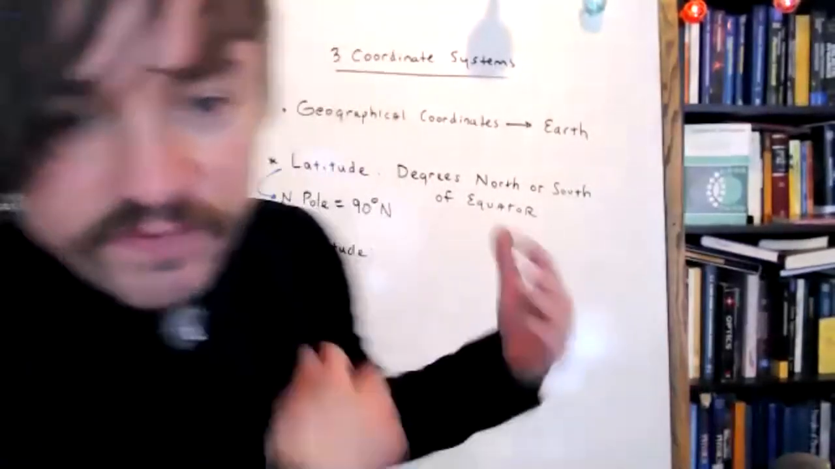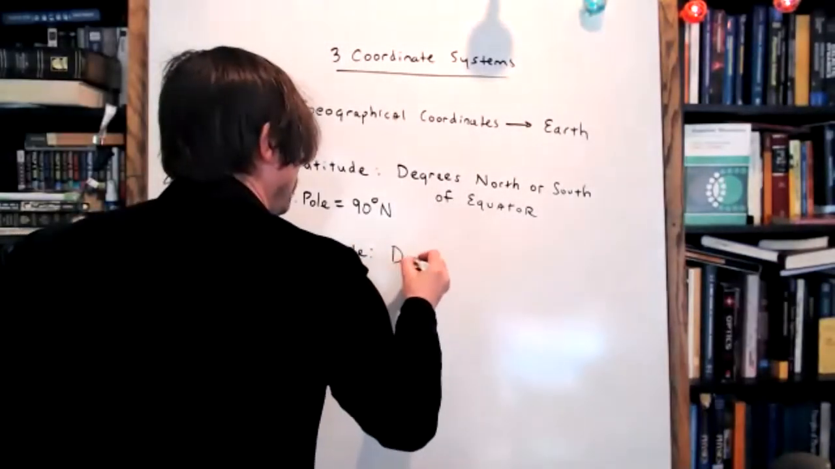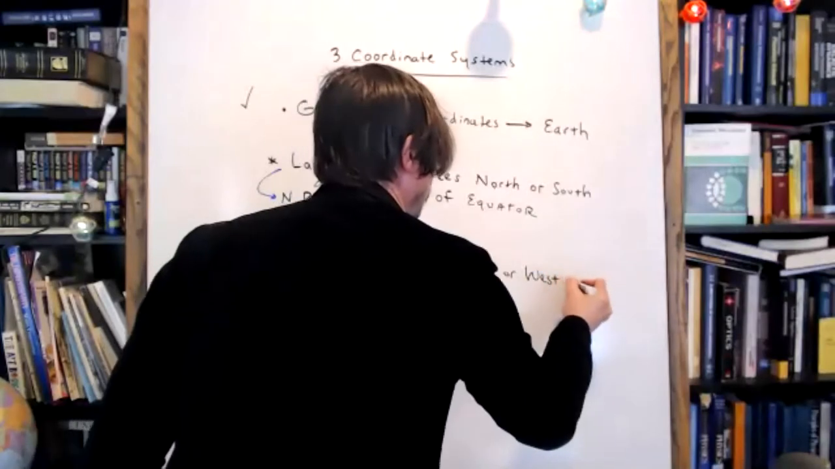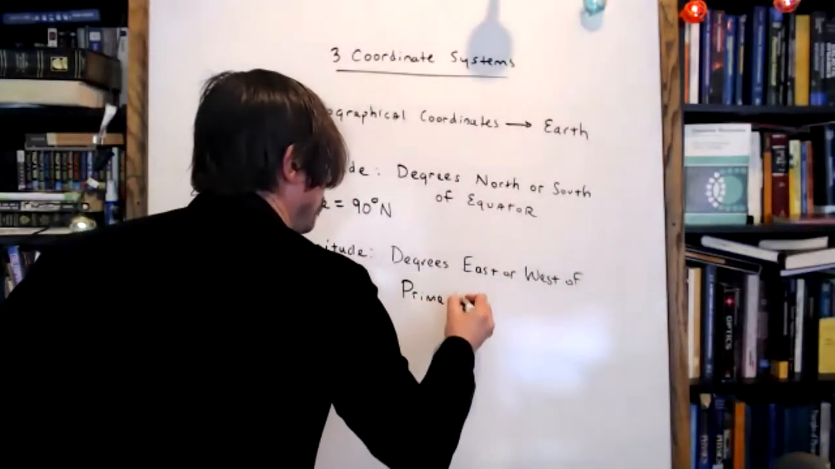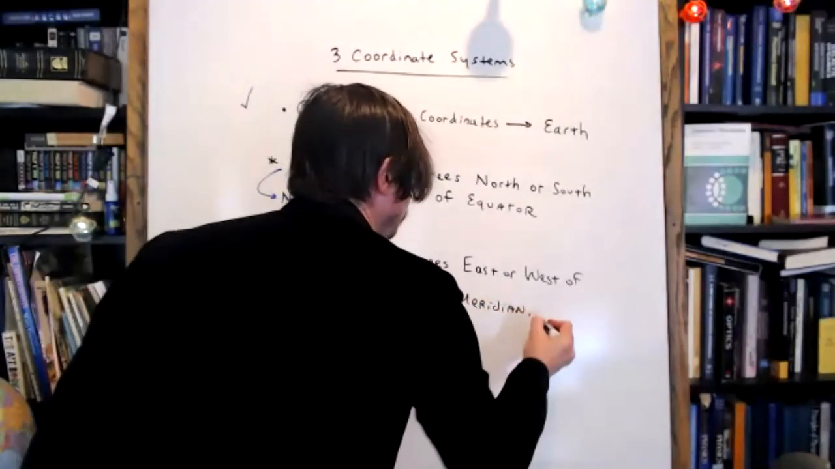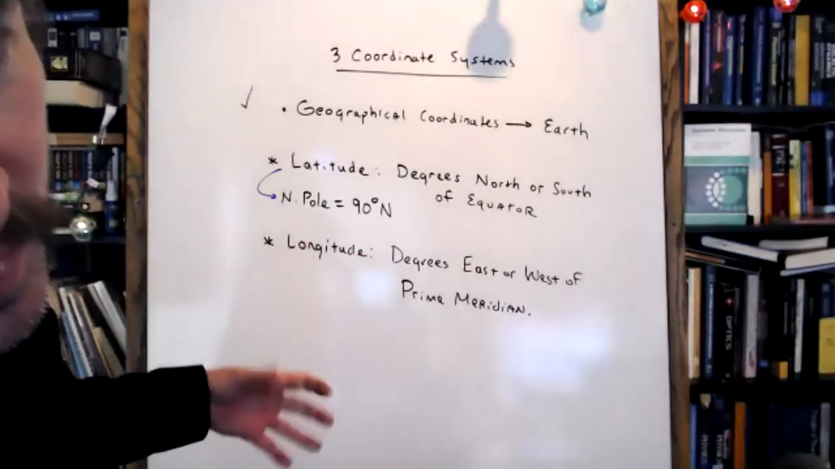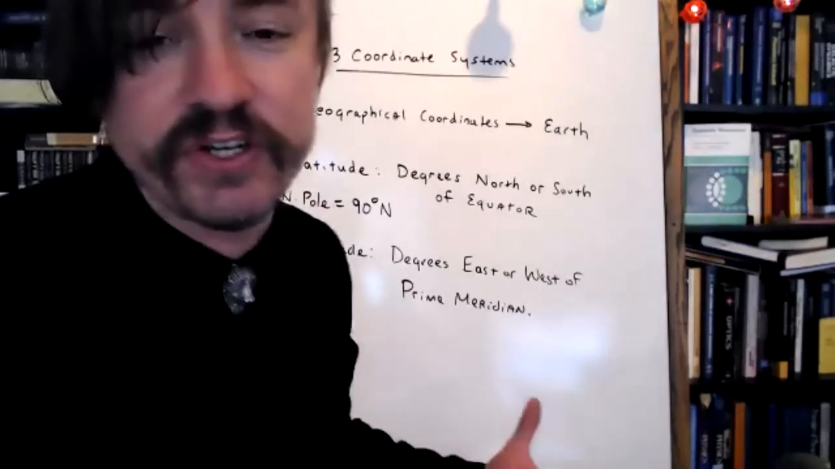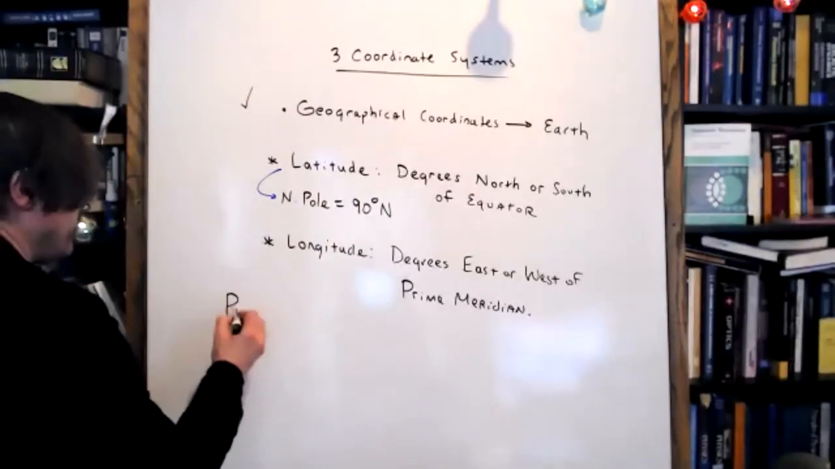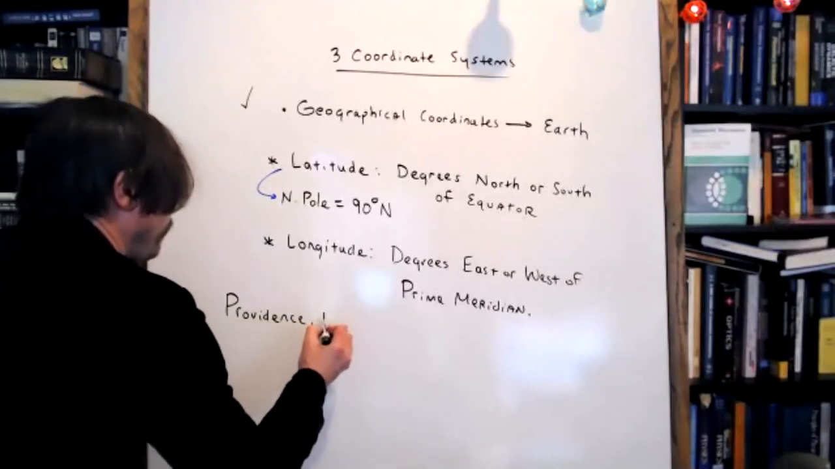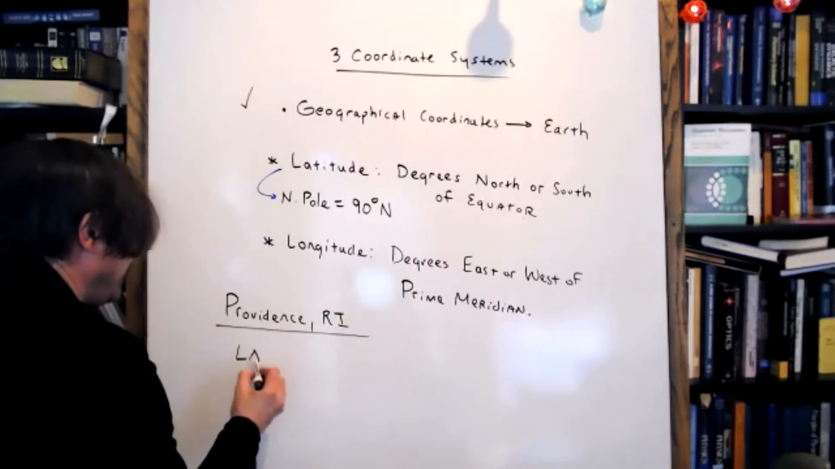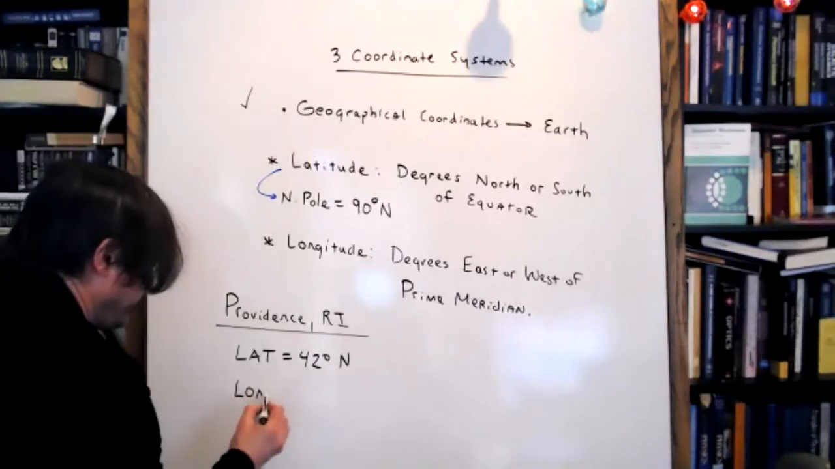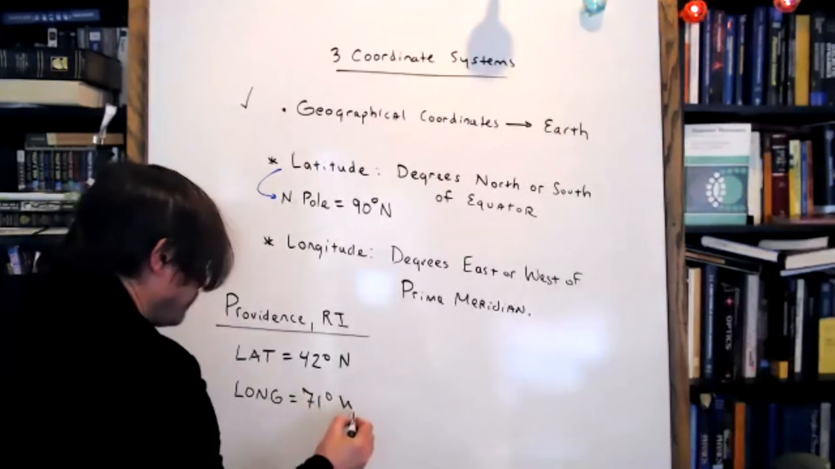We're gonna measure lines of longitude from that position. So we define longitude as degrees measured east or west of the prime meridian. In our homework session next week, we're gonna need to know the latitude and longitude of Providence, Rhode Island to do our homeworks. And it's probably something you should know anyways, just as an educated person. For Providence, Rhode Island, we are approximately at a latitude of 42 degrees north and a longitude of 71 degrees west of the prime meridian.